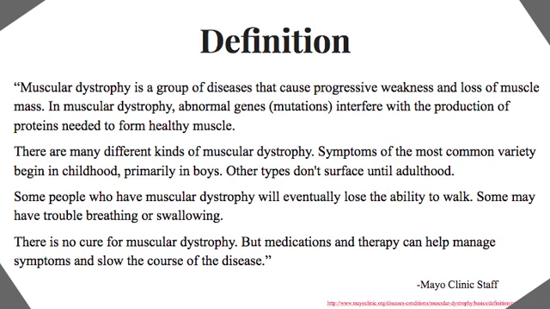There are many different kinds of muscular dystrophy, and the symptoms of the most common variety begin in childhood, mainly in boys, but it can affect girls. Other types don't surface until adulthood. Some people who have muscular dystrophy eventually lose the ability to walk and will need the help of a wheelchair. And many have trouble breathing or swallowing due to the lack of muscles.